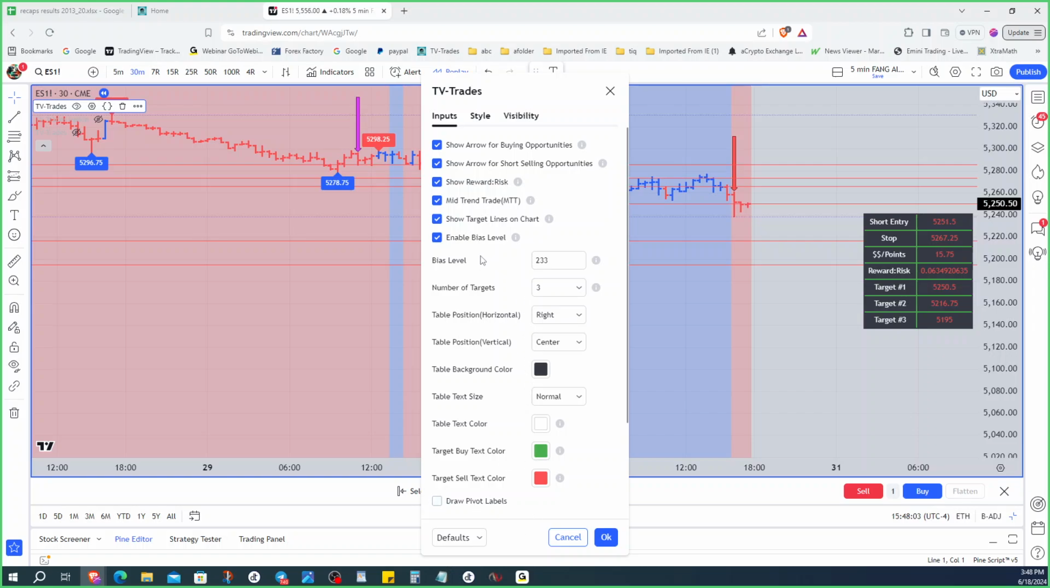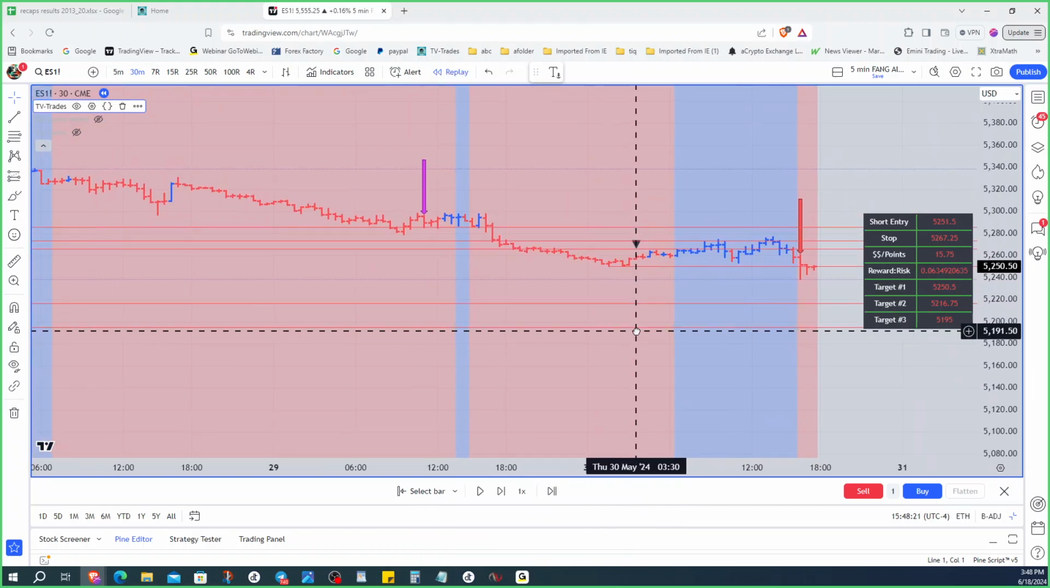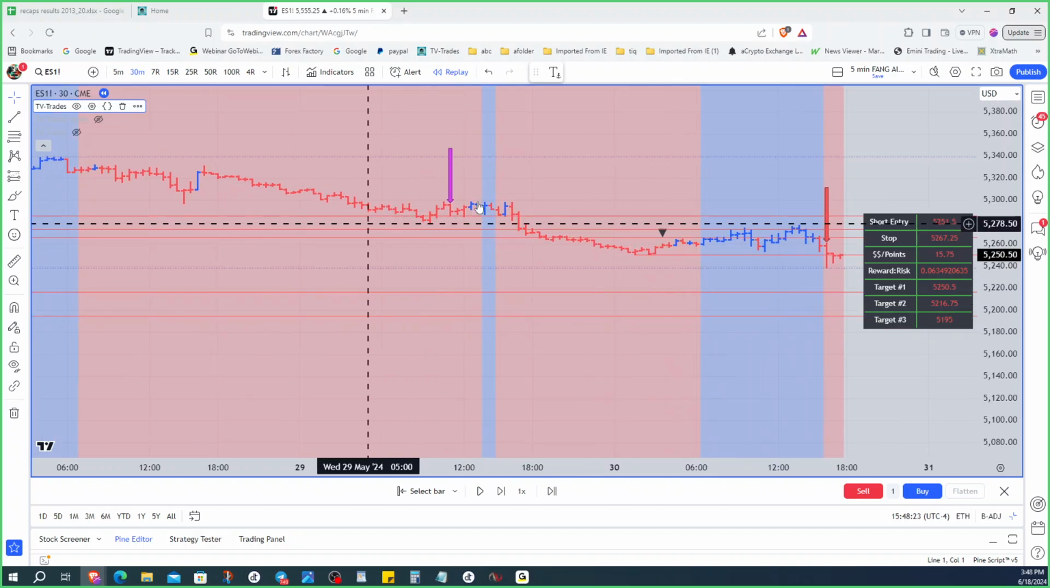Let me undo the draw pivot labels now. The bias level, just so you know, the bias level is the equivalent of having a 233 simple moving average on the chart. And if you have the bias level checked, it's only going to show you longs above the 233, and it's only going to show you shorts below the 233. Now you know the problem that we all have is the stuff in between our ears, right?